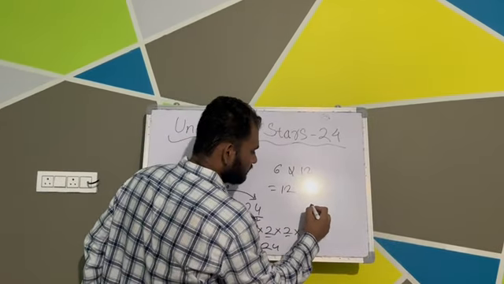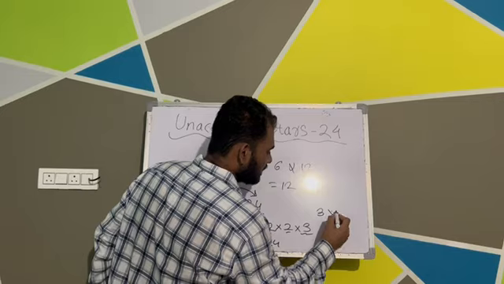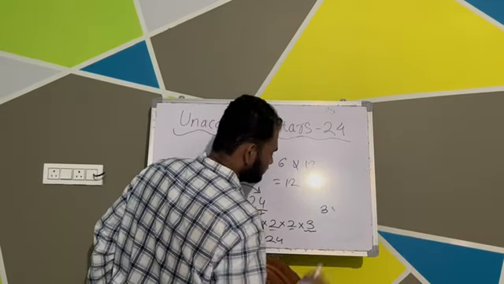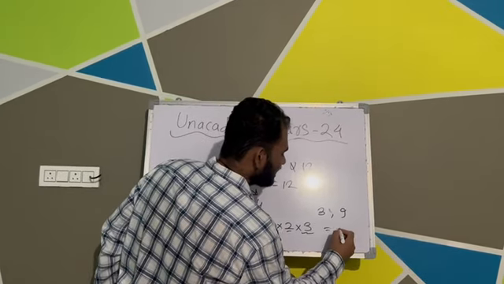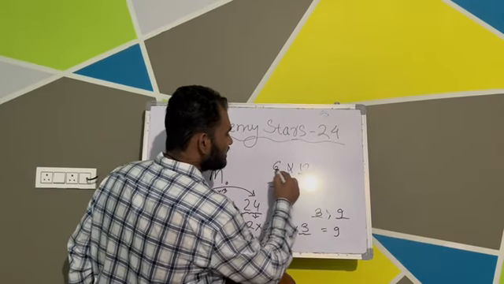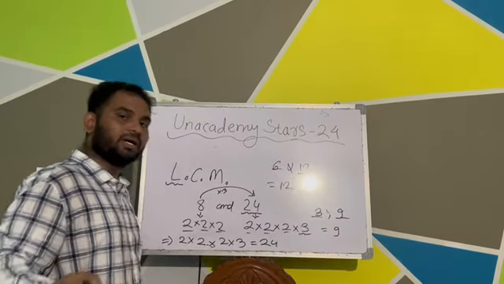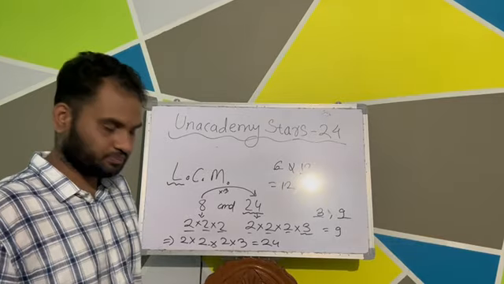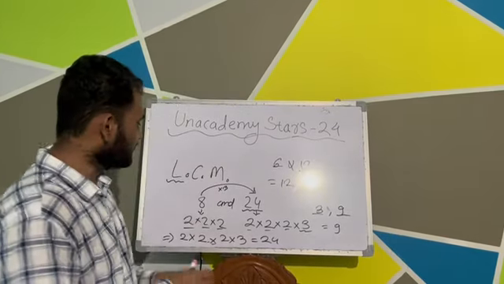The LCM of 3 and 9 would be 9 itself, because 9 is a multiple of 3, and 12 is a multiple of 6. So the bigger multiple will be the LCM of the given numbers. So you have to remember this trick.